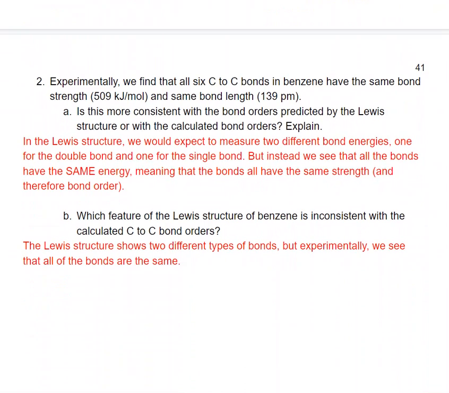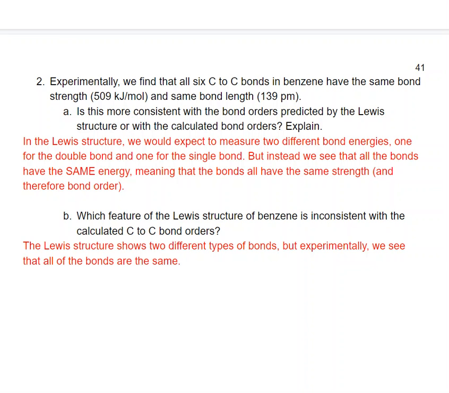So experimentally, we find that all 6 carbon-to-carbon bonds in benzene have the same bond strength and the same bond length. So is this more consistent with the bond orders that are predicted by the Lewis structure versus the calculated bond orders? So in the Lewis structure, we would expect to measure 2 different bond energies. One would be for the double bond and one would be for the single bond. But instead, we see that all of those bonds have the same energy, meaning that they must all have the same bond order. So that's more in line with the calculated bond orders.